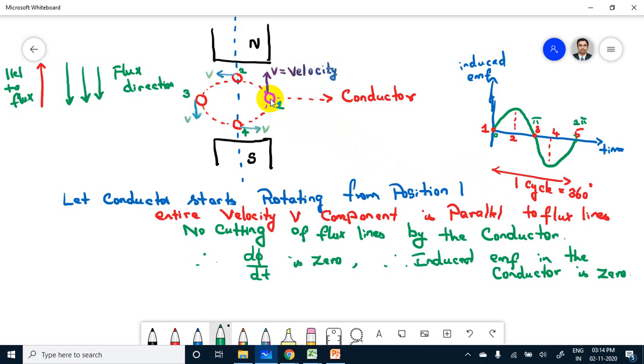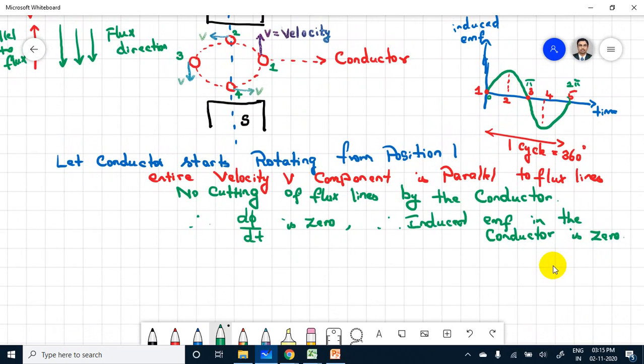So as the conductor starts rotating from position 1, the velocity component v is parallel to the flux direction, that is, the flux lines. Because of this parallel, no flux lines are cut by the conductor, the d phi by dt will be 0. Therefore the induced EMF in the conductor is 0 at instant position 1. Are you understand? Next one.